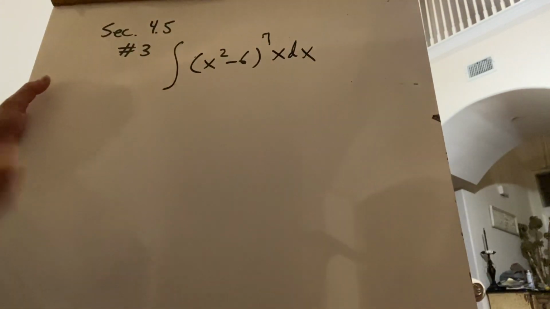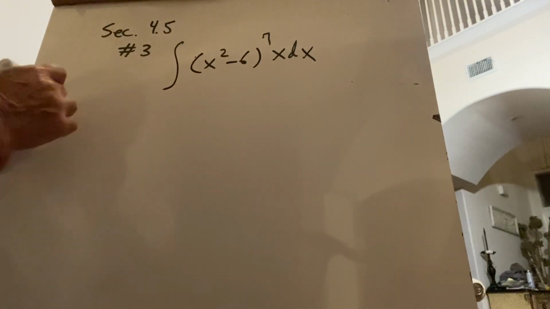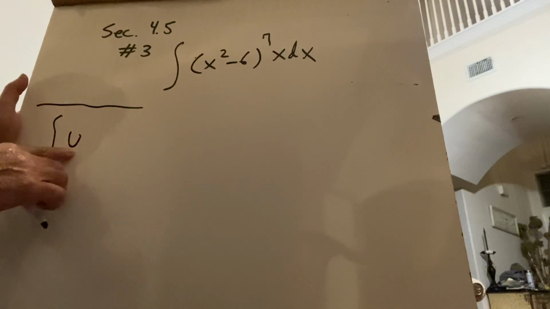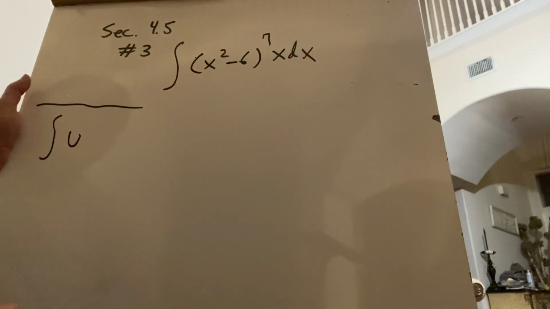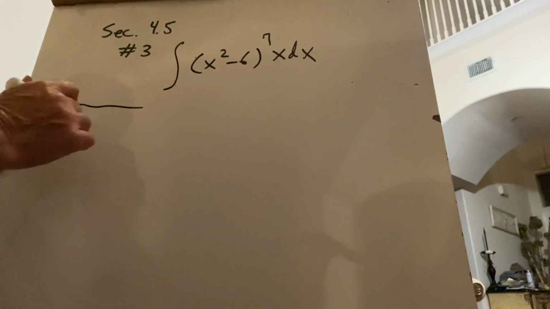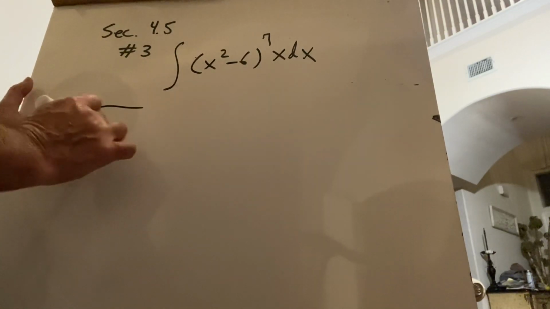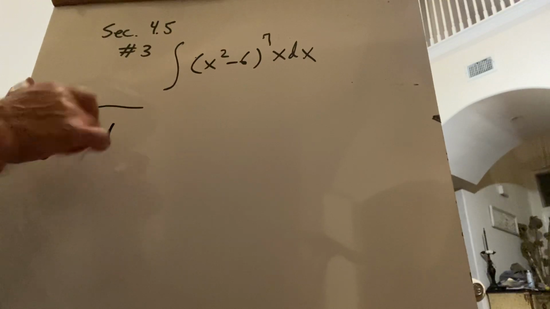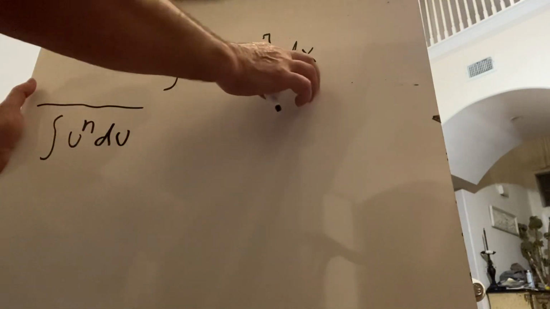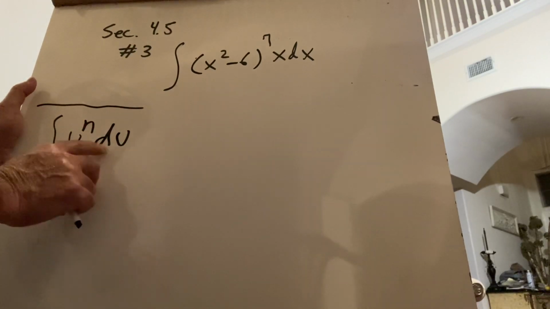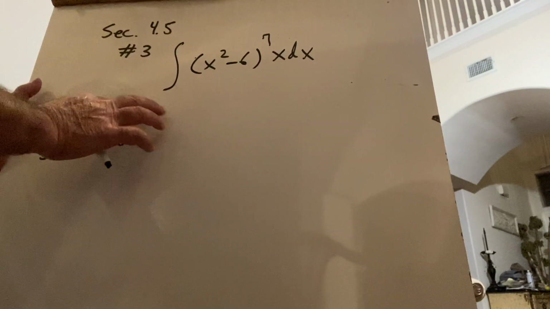The first thing I noticed, I'm sure you read the section carefully, is that there is a rule that says if you have the integral of u, where u could be any function, raised to a power n, which could be any exponent, times du, and this is where you have to be careful, not dx. Our original differential is dx, but if we're going to use the formula, we need to get the du, which I'll show you in a minute.